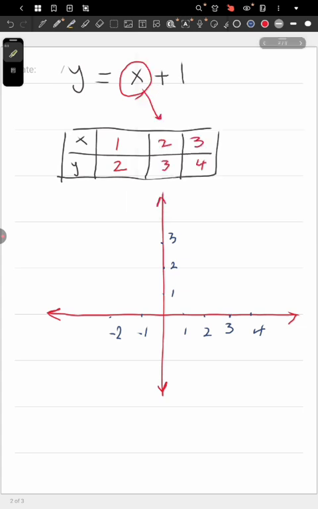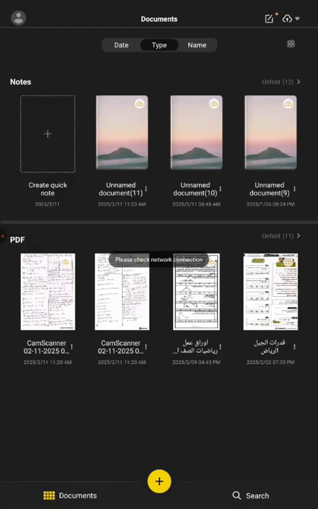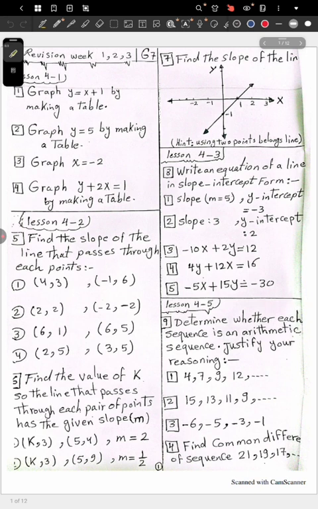Okay, in first 1 and 2, 1 and up to this point, 2 and 3, 2 in the x-axis and 3 in here. Okay, by using a ruler, you can make a straight line. You must use a ruler. Okay, that is the first number. Second equation, second example, in here 4 and 3 and -1, 6.